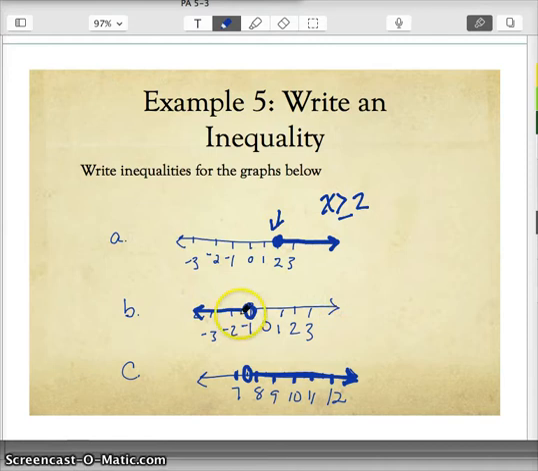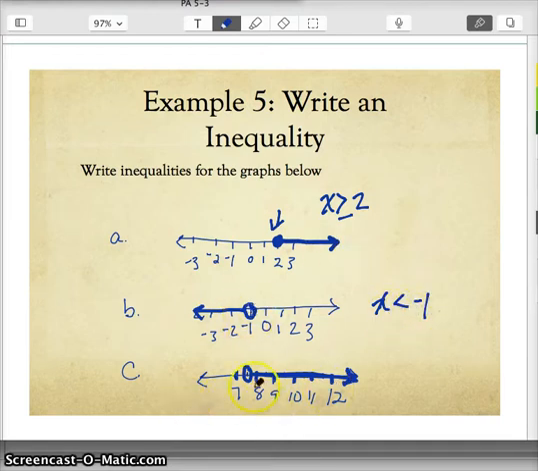What about this one? If we're referring to part B as x, we see that the x value is less than -1, but it's not equal to. So what we would do here is say that x is less than -1. Notice we don't put an underline here because it is not filled in. It is not equal to.